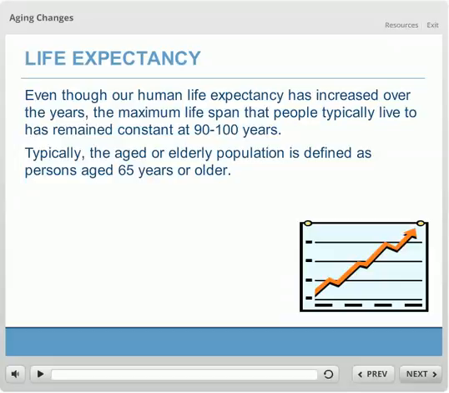Life expectancy. Even though our human life expectancy has increased over the years, the maximum lifespan that people typically live to has remained constant at 90 to 100 years. Arbitrarily, the aged or elderly population is defined as persons aged 65 years or older.